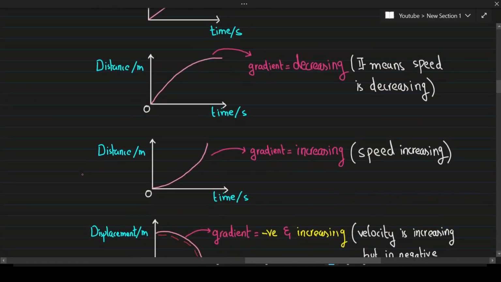Then our fourth graph states what? If I now draw straight lines, we can see that the gradient is approaching infinity. Which means the gradient is what? Gradually increasing. So the speed is increasing. How? Non-uniformly. It is not constant and it is increasing non-uniformly.